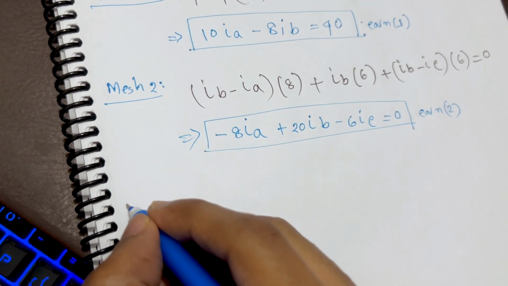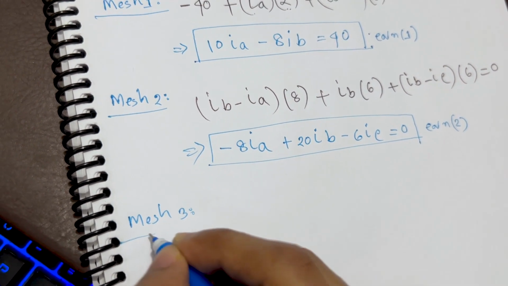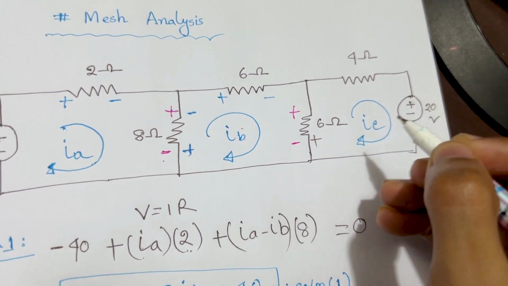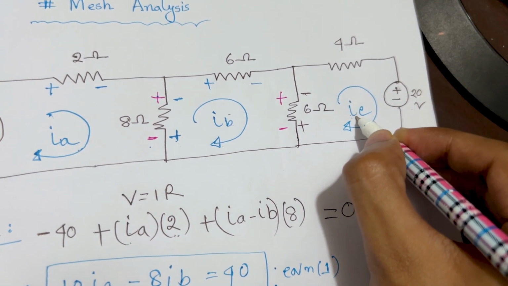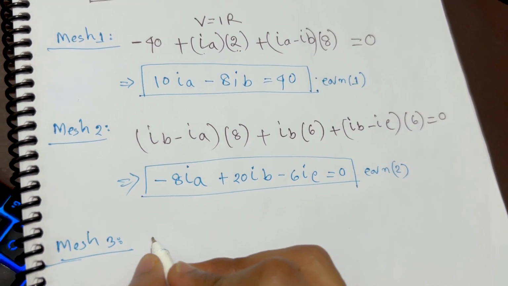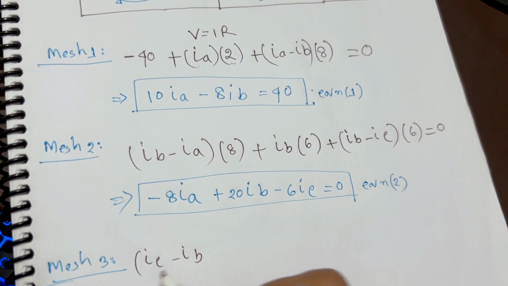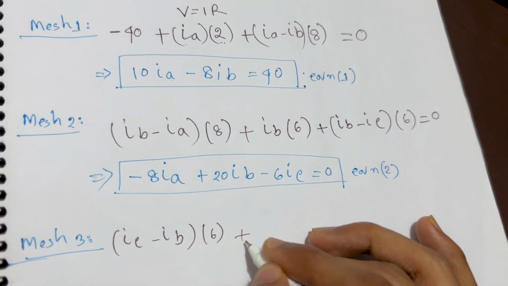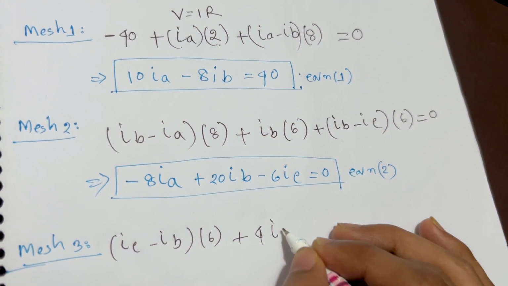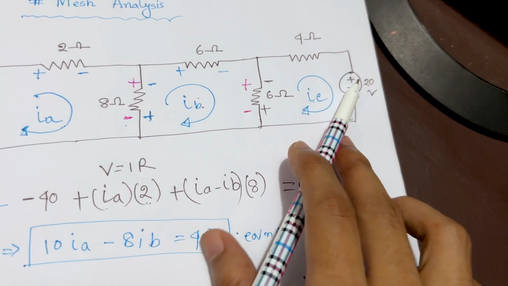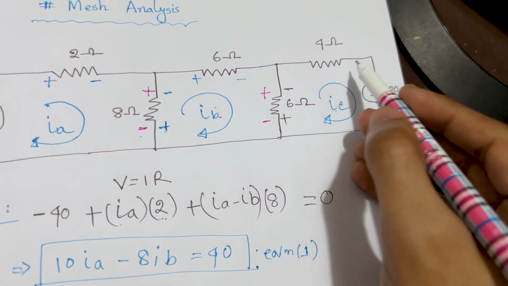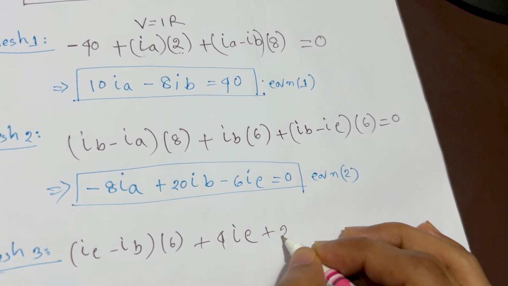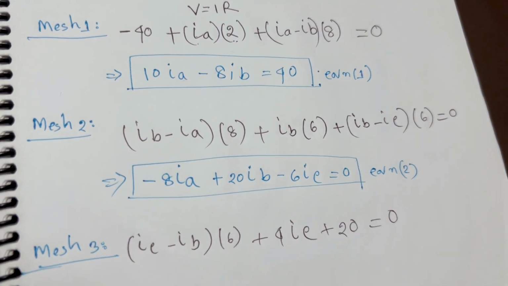Simple. Now let's work with mesh 3. Now for mesh 3, this IC is the leader. Okay, so let's work with this. So IC is the leader, so this should be the positive polarity, this is the negative. So IC minus IB times 6. Plus 4, this is single, so 6 times IC. This is very simple. It should be 4 times IC. And we have the 20 volt source, and we are going from the positive polarity to the negative polarity, so this should be plus 20. Total 0 for Kirchhoff's voltage law.